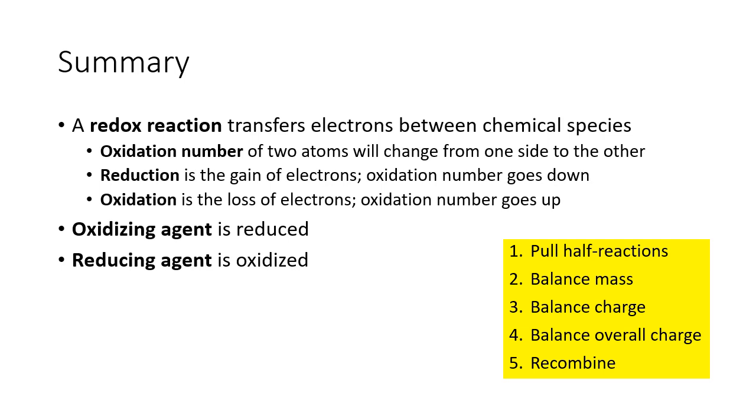So, to summarize, a redox reaction transfers electrons between chemical species. The oxidation number of 2 atoms will change from one side to the other. Reduction is the gain of electrons, and the oxidation number goes down. Oxidation is the loss of electrons, and the oxidation number goes up. The oxidizing agent is reduced, and the reducing agent is oxidized. And if you're going to use the half reaction method, you can follow these 5 general instructions: pool the half reactions, balance for mass, balance for charge, balance for overall charge, and then recombine your equations.